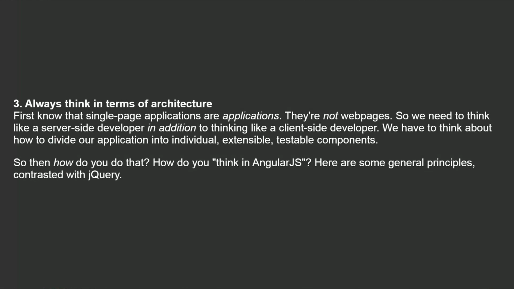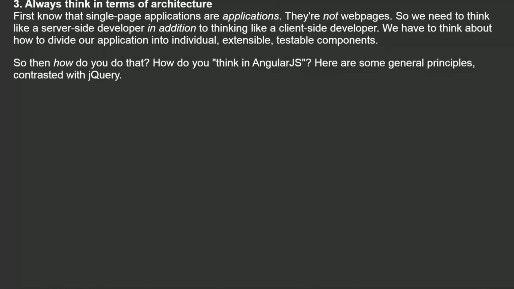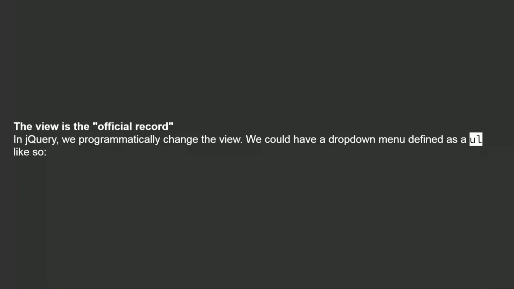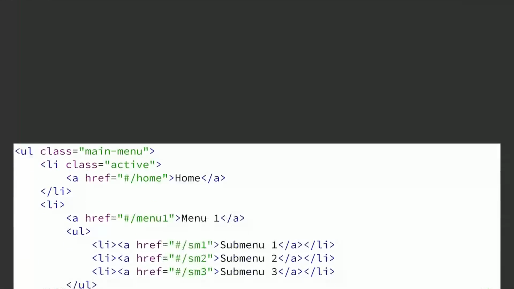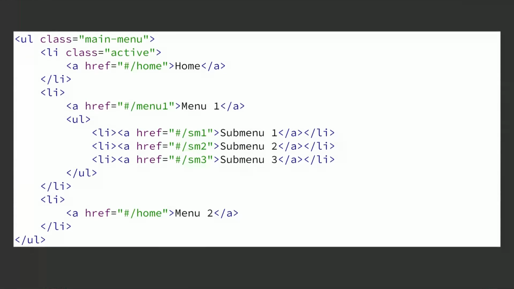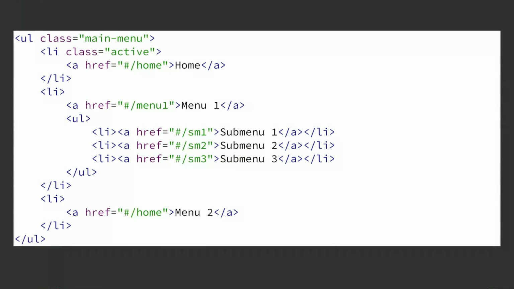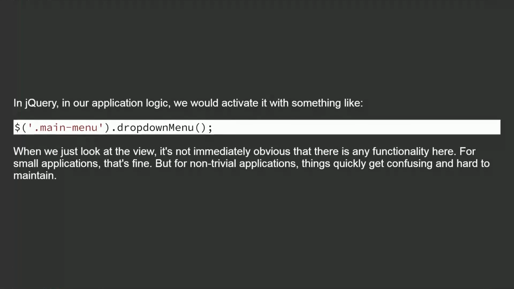So then how do you do that? How do you think in AngularJS? Here are some general principles, contrasted with jQuery. The view is the official record. In jQuery, we programmatically change the view. We could have a drop-down menu defined as LI like so. In jQuery, in our application logic, we would activate it with something like $('#main-menu .dropdown-menu').